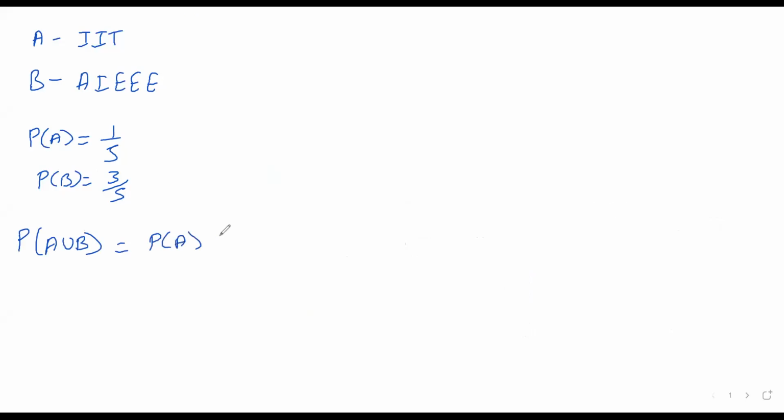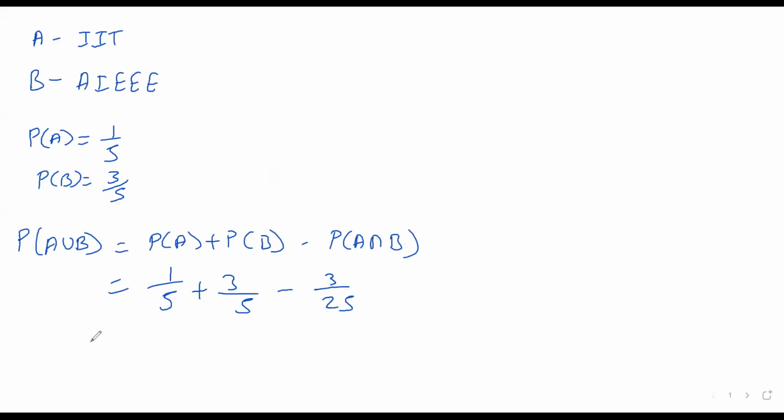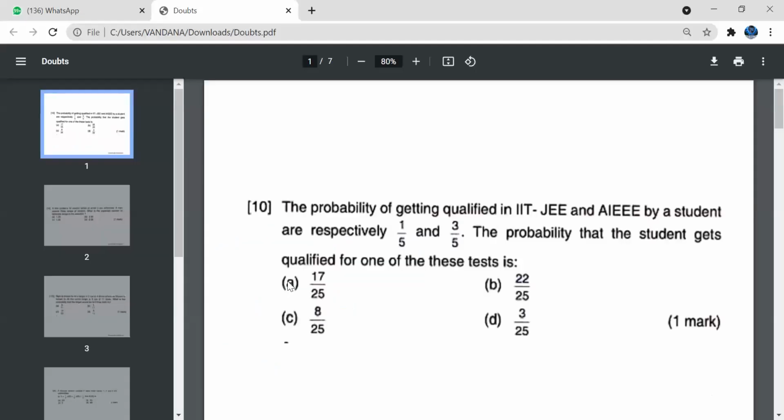It will be P of A plus P of B minus P of A intersection B. That is 1/5 plus 3/5 minus 3/25. It is 4/5 minus 3/25. It will be 20 minus 3 over 25. That will be 17/25. Let's see if we have the answer. A is your answer.